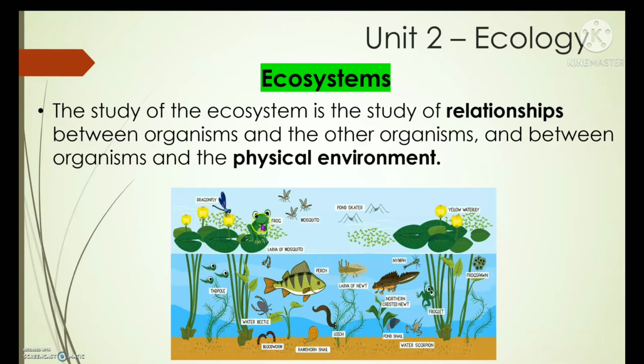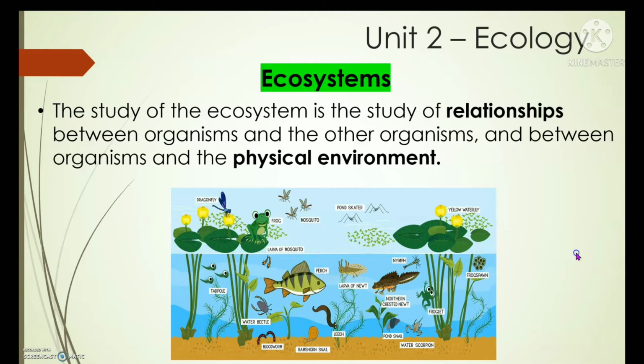Okay? So each organism or living thing is connected to each other. They have a relationship with each other. And they live in the physical environment, which has sunlight, air, chemicals, and stones in their habitat. So the ecosystem is the relationship of organisms together in the environment that they are living in.